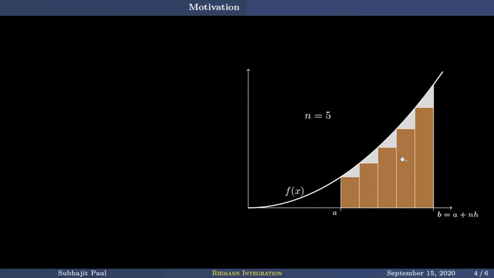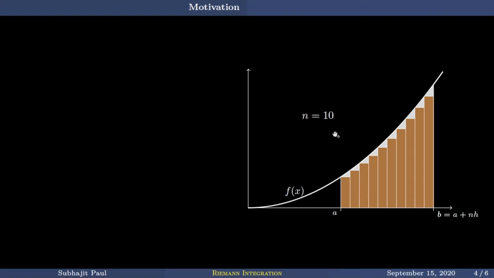So this gray area gives our error, because this gray area is not accounted for. The brown area has been accounted for, but this gray area has not been accounted for, which should have been, because we need to find the entire area of this one. So here the gray area actually gives me the error part. Now, as we introduce more points, you see the gray area is diminishing.